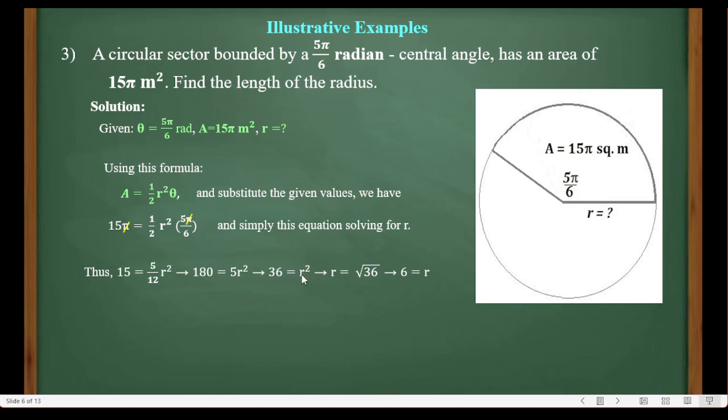And then use the symmetric property by interchanging the left and right side of this equation. So that will give you r squared is equal to 36. And then get the square root of both sides so that you will get 6, which is equal to r, or r is equal to 6. This is actually the one we're looking for. The length of the radius is actually 6 meters. So ito yung sagot. Next.